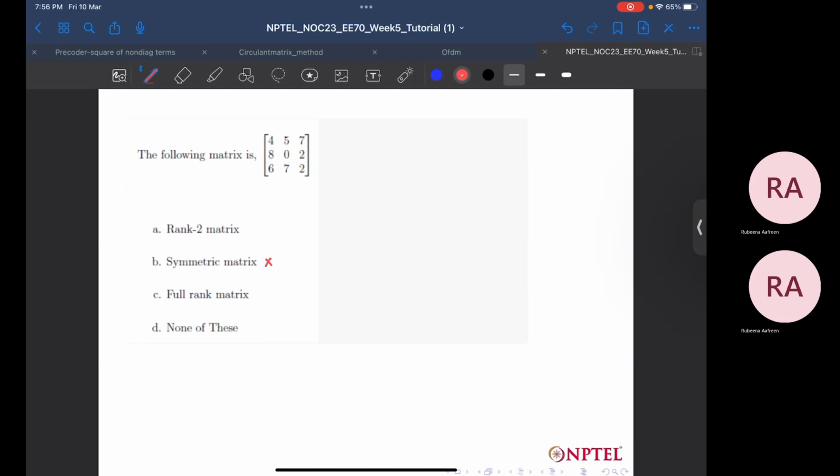For full rank or rank 2, what you will do is that you will calculate the determinant, right? So suppose this is matrix A. So now you calculate the determinant of A. This is like 4 times of some minus 14, minus 5 times of 16 minus 12, is like 4, plus 7 times of 56. So anyhow this is not going to be 0. So this matrix is not rank 2 matrix, it is just a full rank matrix.